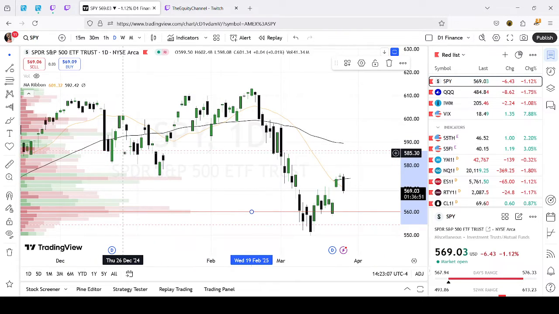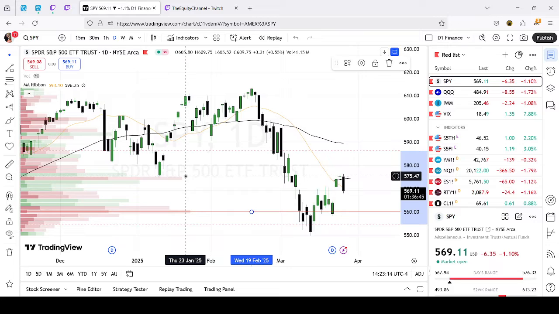Now, each node represents a certain price range. So as you can see, this one is between 575-ish and 573.75. So that's about a range of $1.25 right here. Each node represents a certain price range.